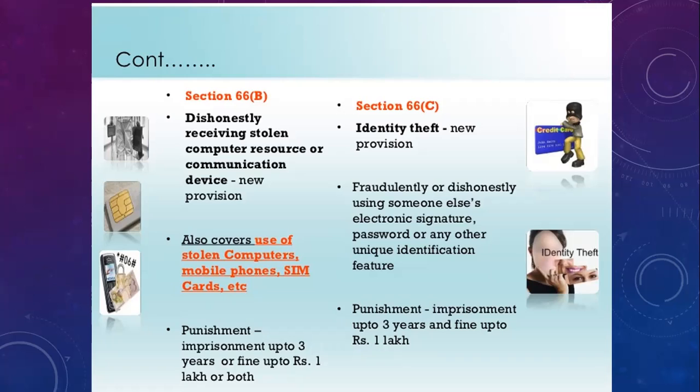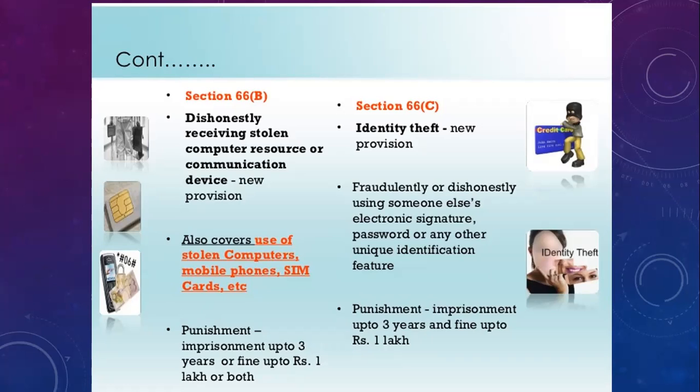Similarly, 66C is again a new provision where the punishment is for identity theft. It was not a part of the IT Act 2000; it was introduced in 2008, where section 66C provides punishment for identity theft. Now, if you remember in module number 1, we have seen the different damages done if somebody uses your identity and does your transactions.